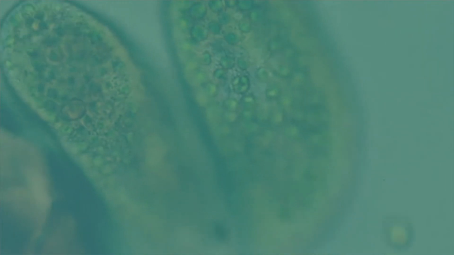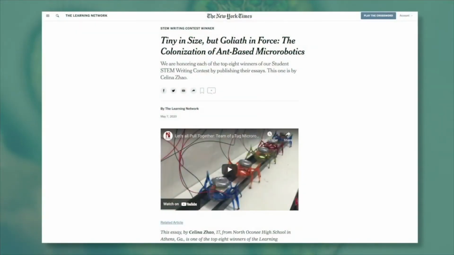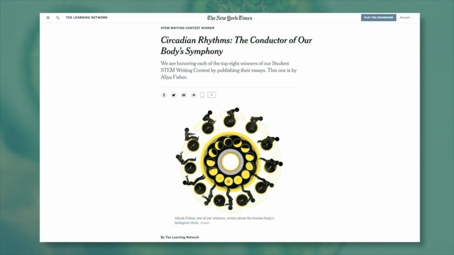I'm Selena Zhao. The title of my article is Tiny in Size but Goliath in Force, the Colonization of Ant-Based Microrobotics. Circadian Rhythms, the Conductor of Our Body's Symphony by Alia Fisher.